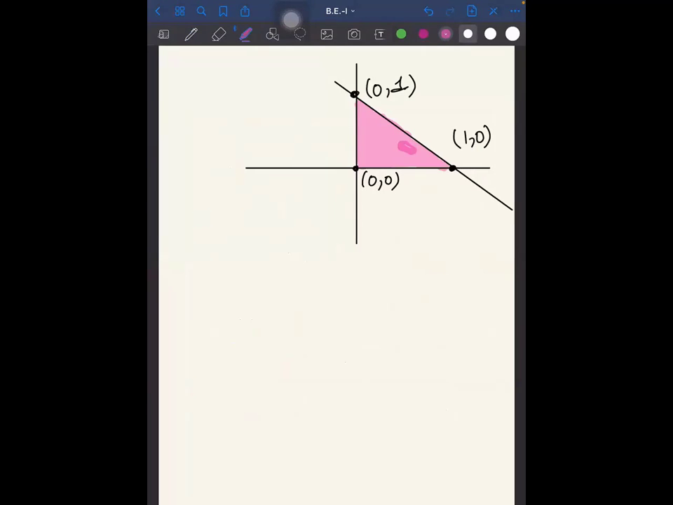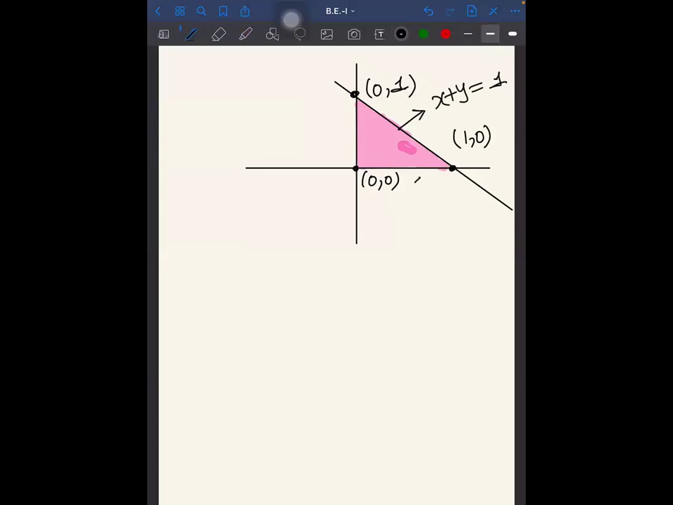So this is your triangle. Can you tell me the equation of this line? Yes, x plus y is equal to 1. We can also write it in intercept form, x by 1 plus y by 1 is equal to 1, right? So these are the intercepts.